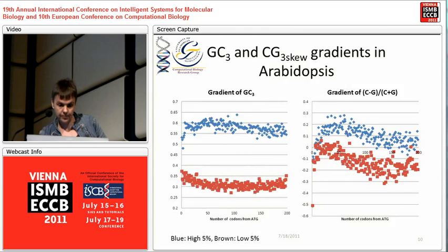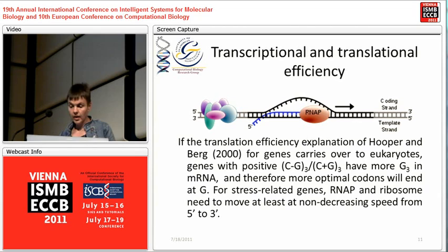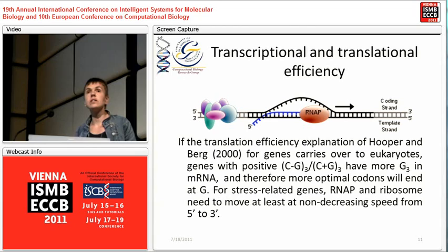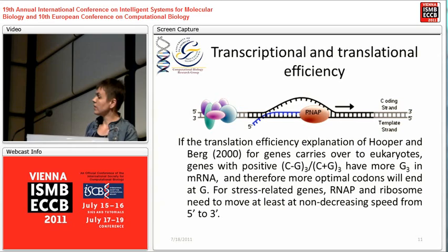So what could be the explanation for the gradient? I was really happy to hear this morning several talks about translational optimization and the influence of codon choices on protein folding, because it looks like it all comes together. Something that's actually missing from our analysis, and that we need to look at, is the kinetic properties of translation, because there were some studies indicating that the choice of Cs and Gs in the third position actually leads to an increase of translation speed.